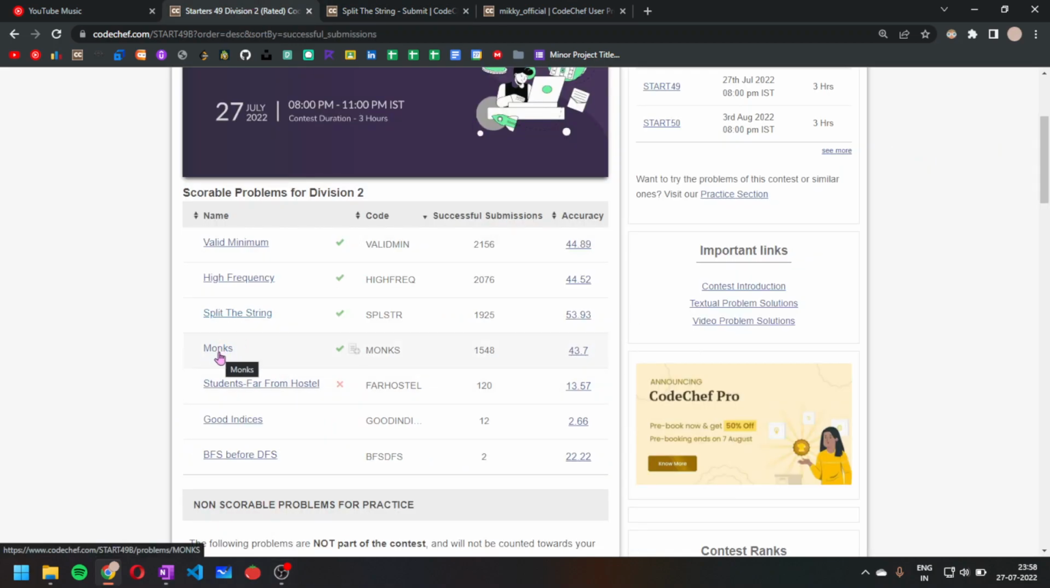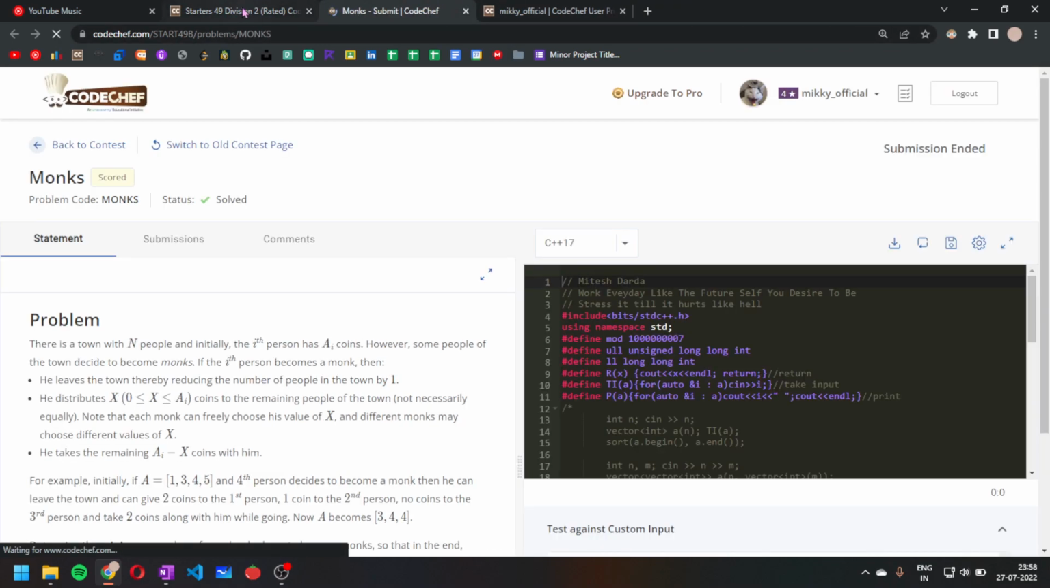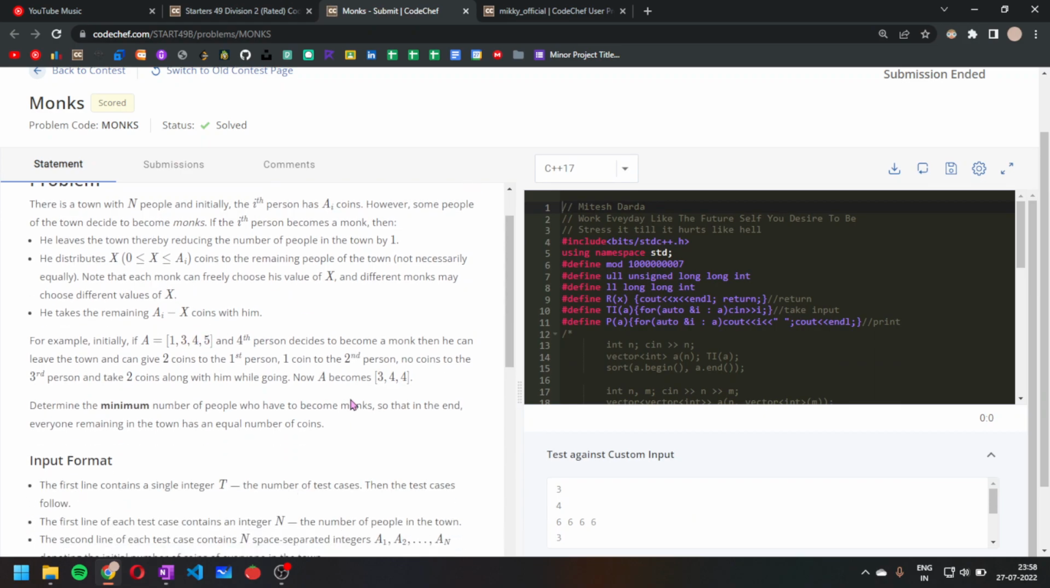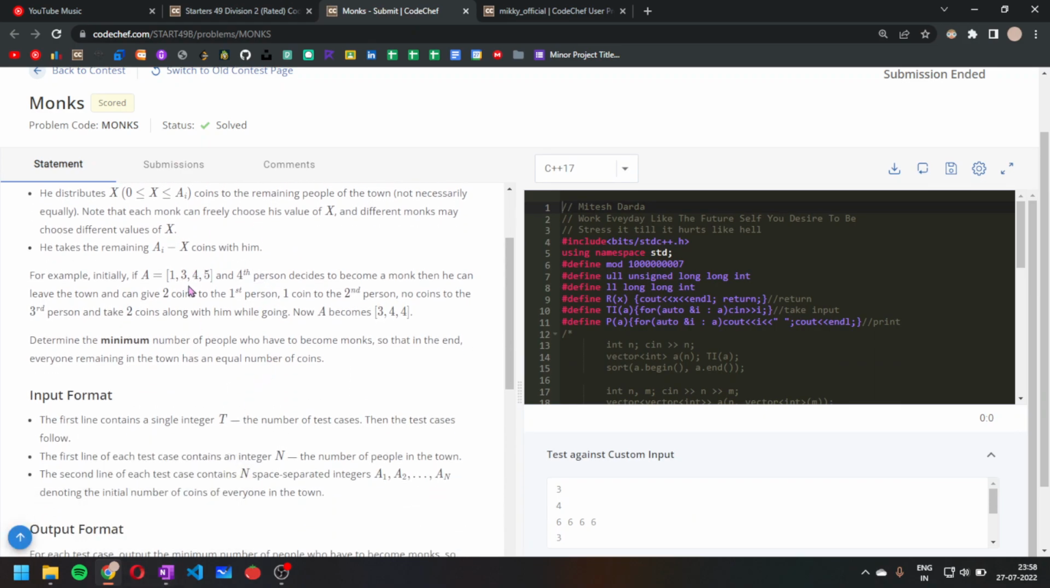Let's look at the last question, which is Monks. So this is kind of a long question, so let me explain this question. In this question, we are given that there are initially some people, let's say n people in a town. Okay, and some of the people decided to become a monk. So what that person can do is, initially all of the n people in the town are going to have some money or some coins. So we have been given these coins.